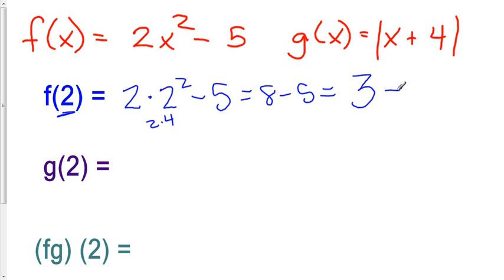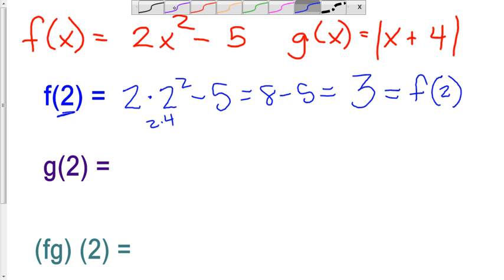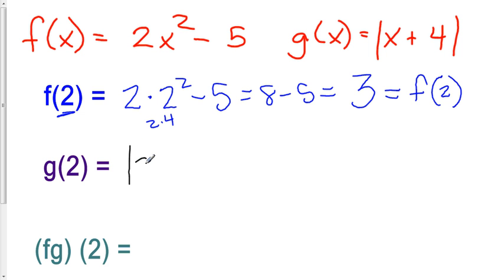So f of 2 equals 3. Our second one here, g of 2 equals, here we have to use the absolute value of x plus 4 and substitute a 2 in. So it's the absolute value of 2 plus 4, which is the absolute value of 6, or just plain 6.